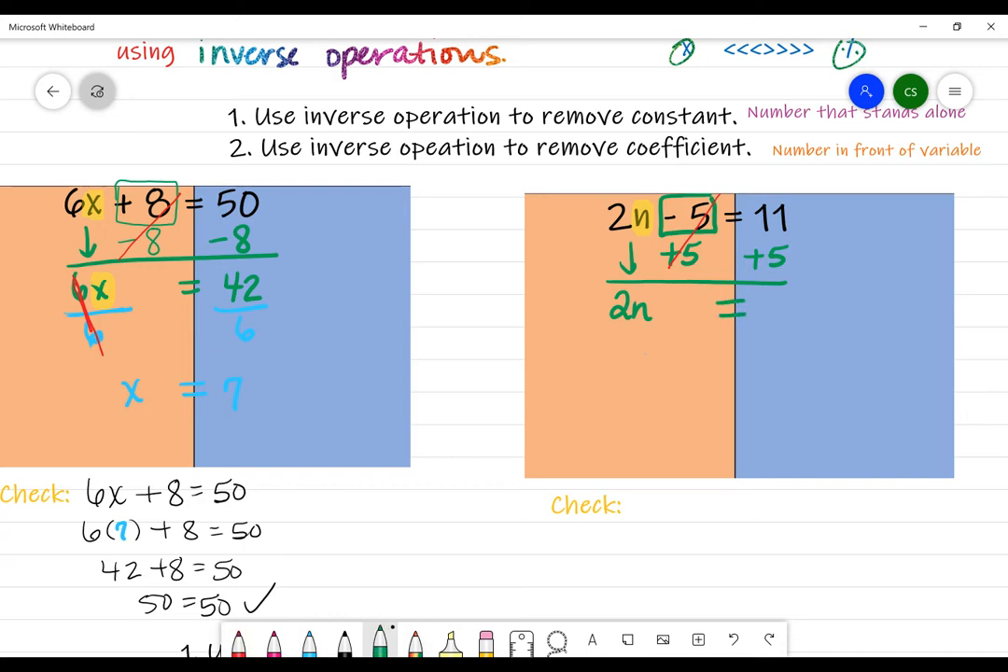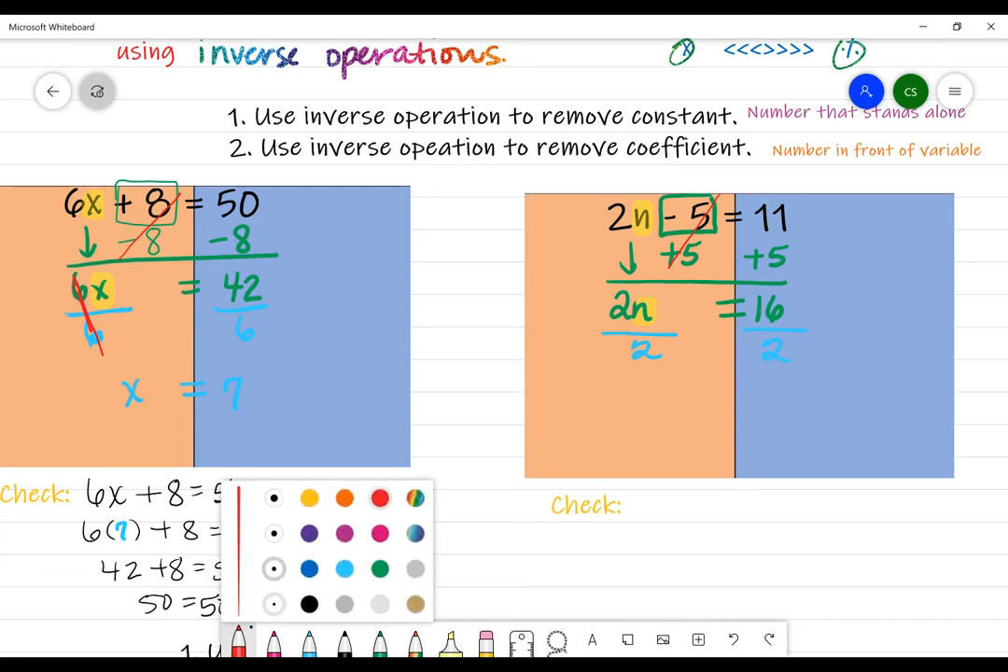And 11 plus 5 is 16. Well, I'm still trying to isolate n. So I need to do the inverse operation of multiplying n because that 2 is being multiplied to n. So the opposite of multiplying 2 is dividing it. And if I divide 2 from one side, I must divide 2 from the other side.